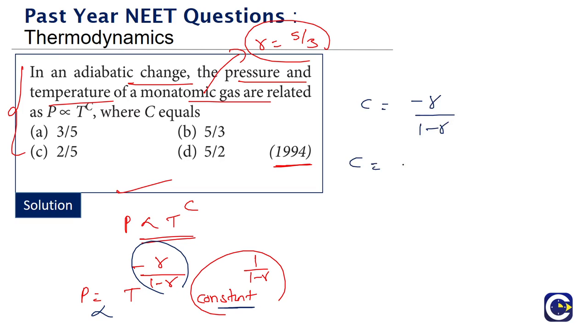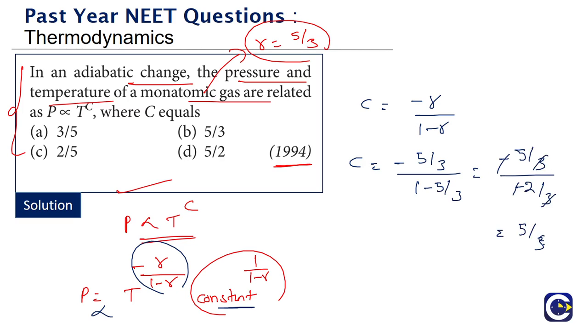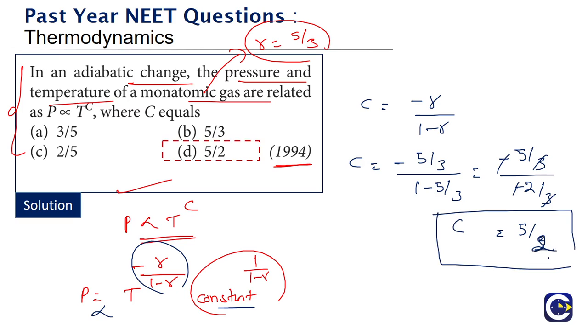So C is equal to minus gamma, which is 5 by 3, divided by 1 minus 5 by 3. Minus 5 by 3 divided by 1 minus 5 by 3 means minus 5 by 3 divided by minus 2 by 3. The minus signs cancel, the 3s cancel, and we get 5 by 2. So the value of C is nothing but 5 by 2. So the correct answer is option D.